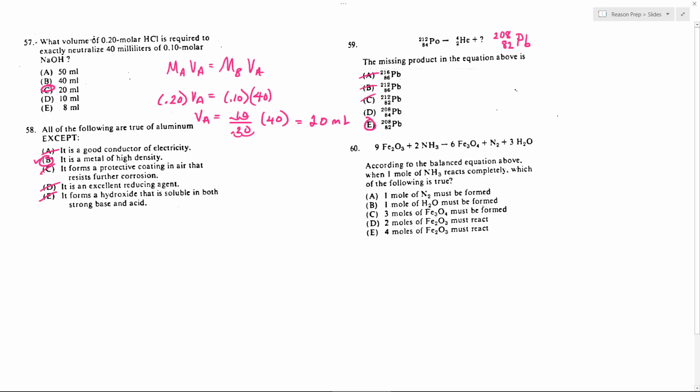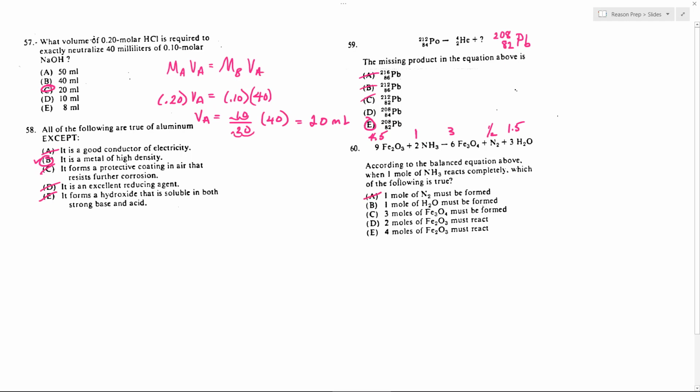Now we've got another equation. It's balanced. When 1 mole of NH3 reacts, which of the following is true? Well, some stoichiometry. So first, is 1 mole of N2 formed? Well, we're talking right now about 1 mole of NH3, so let's adjust the ratio accordingly. If we're dealing with 1 mole of NH3, then we are reacting that with 4.5 moles of Fe2O3 to produce 3 of this, a half of this, and 1.5 or 3 halves of that, right? We're halving everything. If we halve the NH3, proportionally everything else will halve.